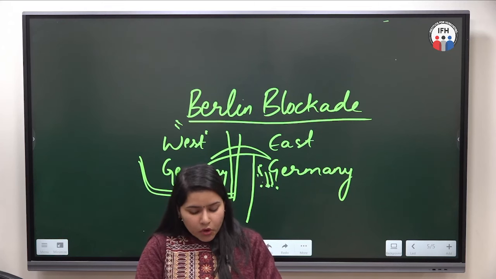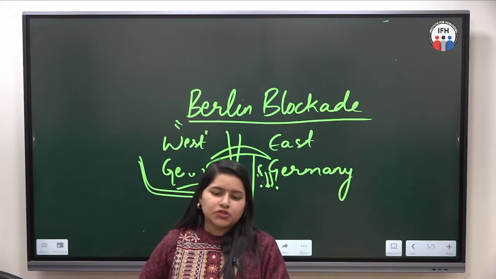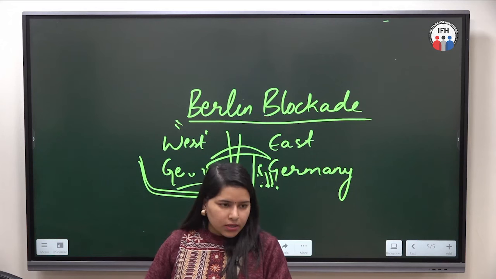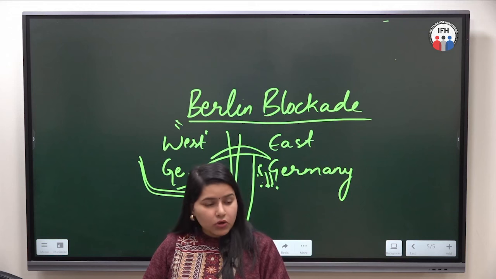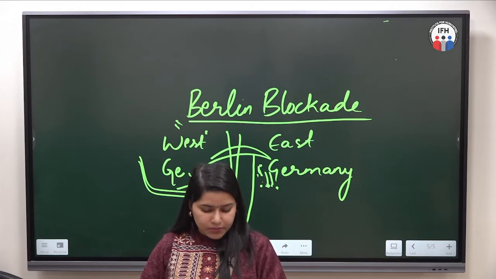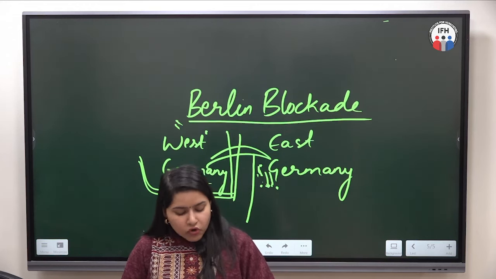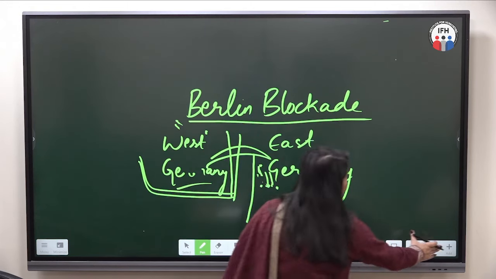Now the important next event is the Marshall Plan. So put a star mark here. Three events which we have discussed till now. Third is the Marshall Plan. These all are important events from the Cold War perspective. So the Marshall Plan was announced in 1947.